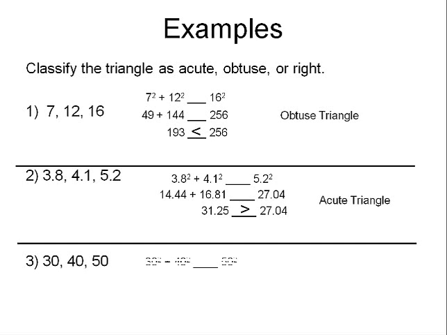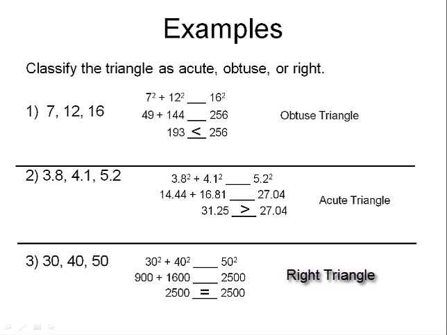Okay, the last one. Remember, c is going to be 50 because that's our longest length. That means 30 and 40 are a and b. If we work this through, we get 900 plus 1600, and on the right side we have 2500. And when we add it, we see that both sides are equal. And because both sides are equal, that means that we have a right triangle.